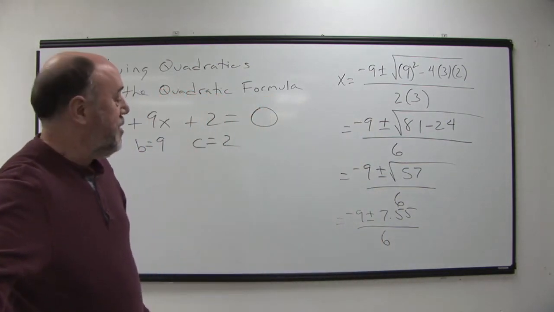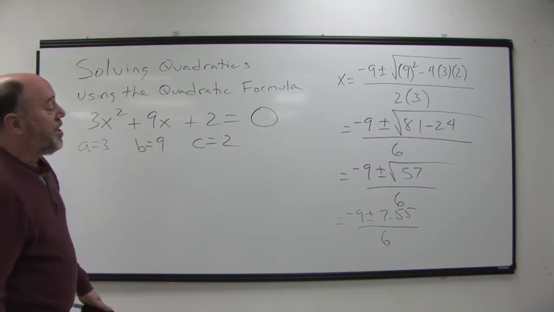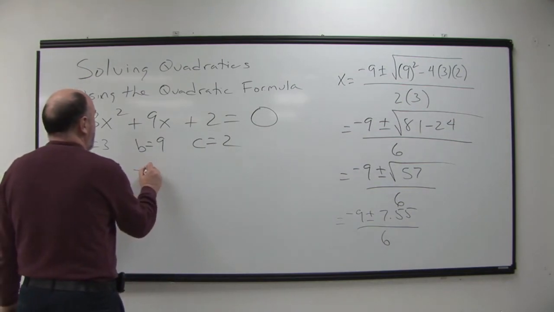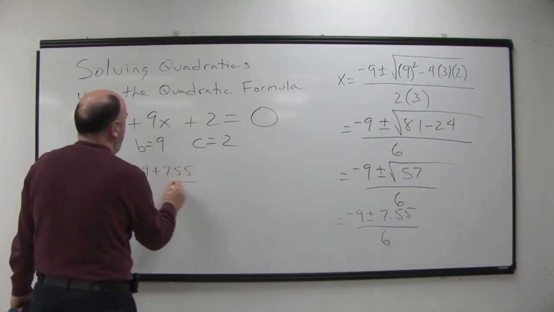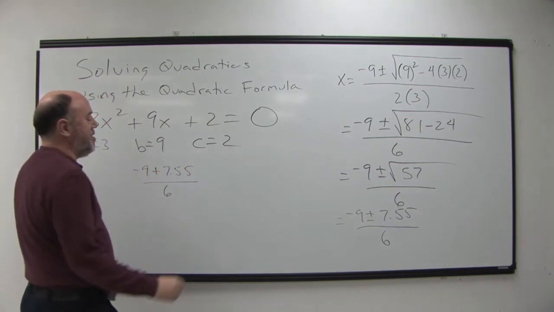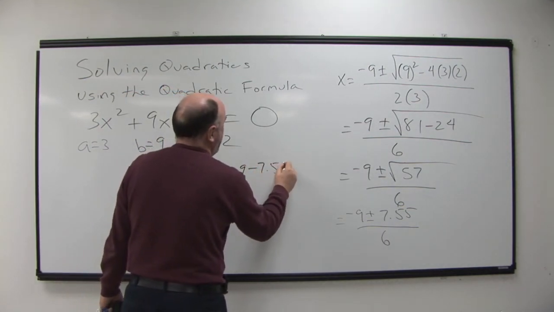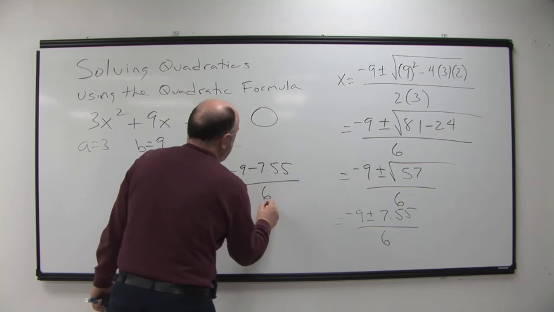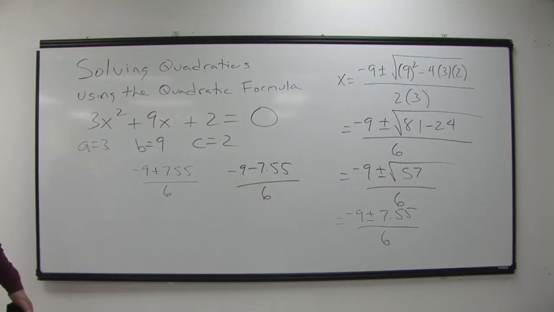Okay. So now again, we get two answers to our quadratic. One answer is going to be minus 9 plus 7.55, over 6. And the second answer will be minus 9 minus 7.55, over 6. And those two can be plugged into the calculator, and we can get the two answers for our quadratic and our solution.